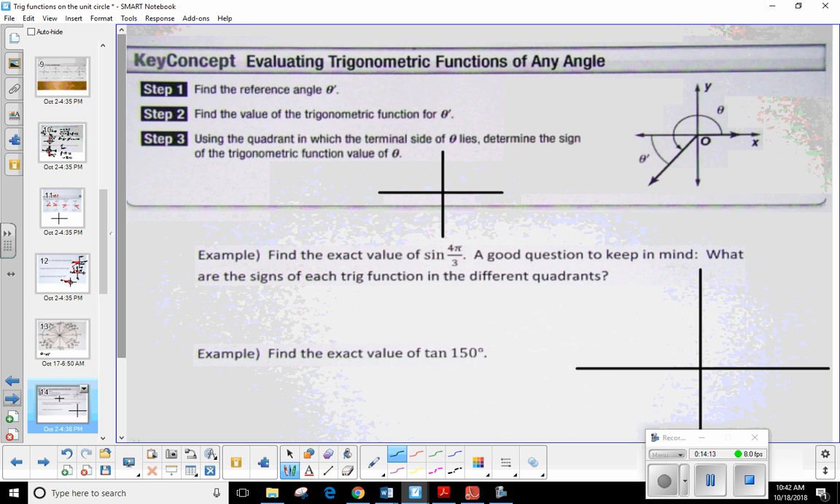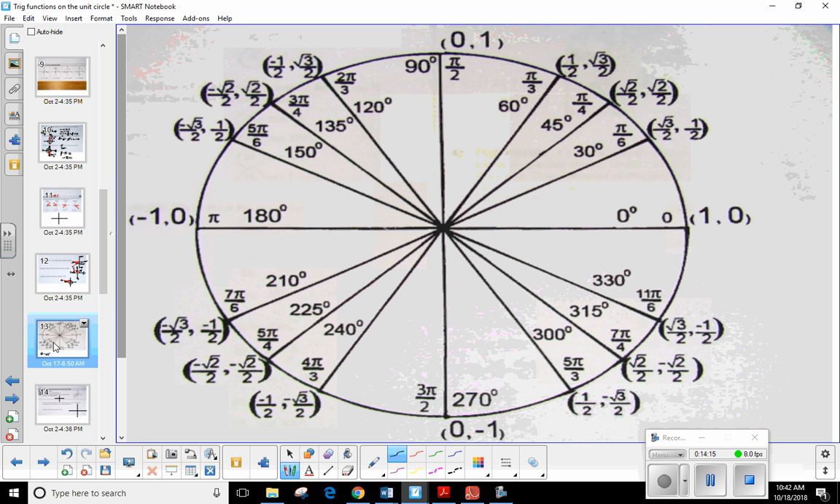Now, if you have a unit circle, this is going to be really easy. So let's say I want the sine of 4 pi over 3. Well, what quadrant does this put me in?